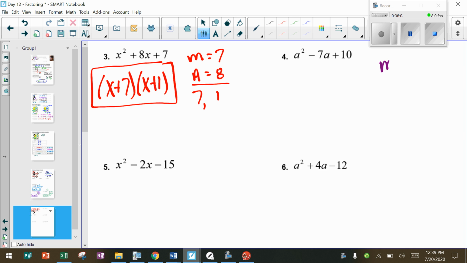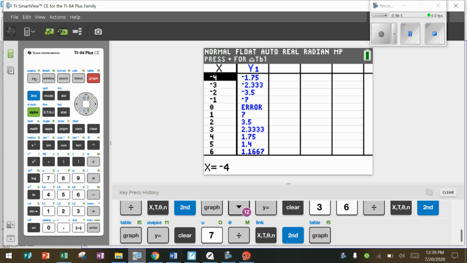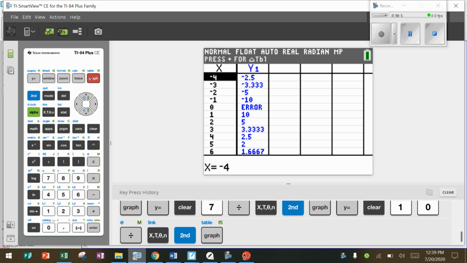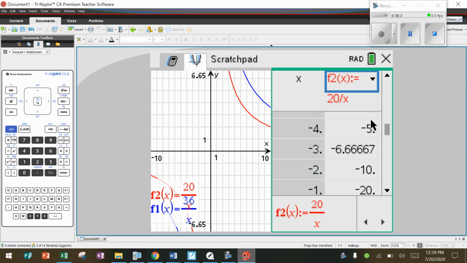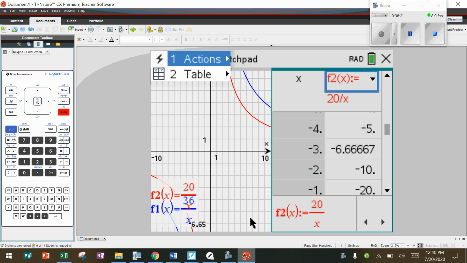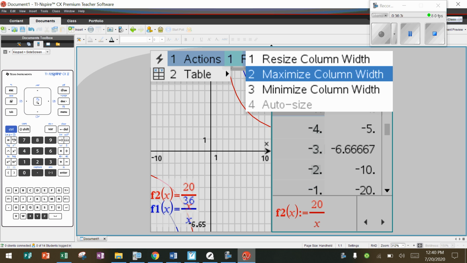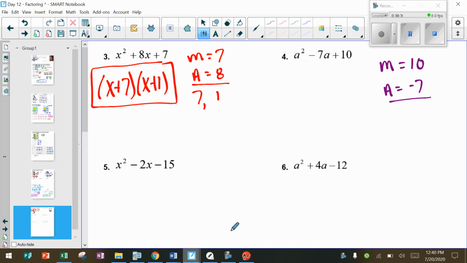Okay, so I need two numbers that multiply to be a 10, and the same two numbers have to add up to be a negative 7. So we can go to the calculator, and we can type in 10 divided by x, and look at the table. If we have our Inspire, I can add in a new function. So either way we do it, we're looking for two numbers that multiply to be 10 and add to be negative 7.